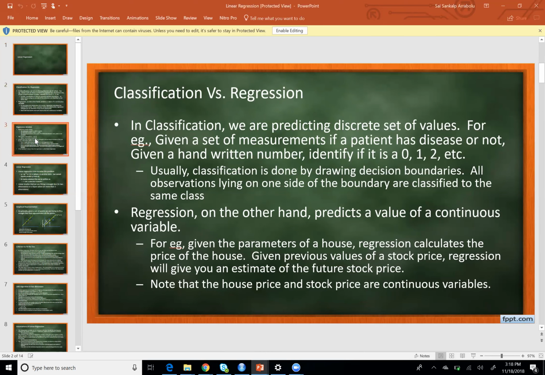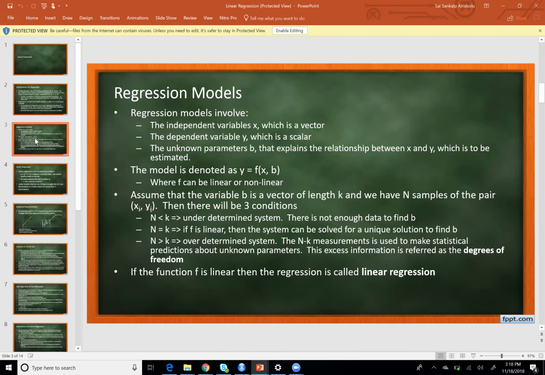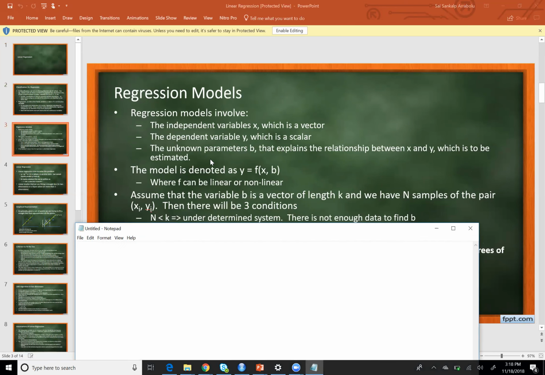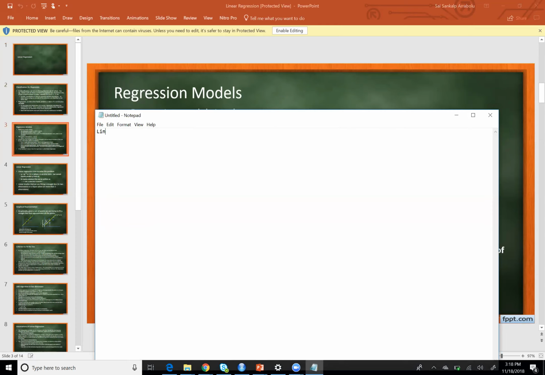So there are three main regression models. We will do two of them today. We'll be doing linear regression. There is logistic regression. We'll be doing that as well today. And then there is polynomial regression. So these are the standard regression models.